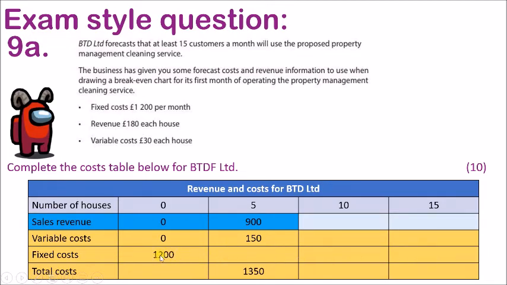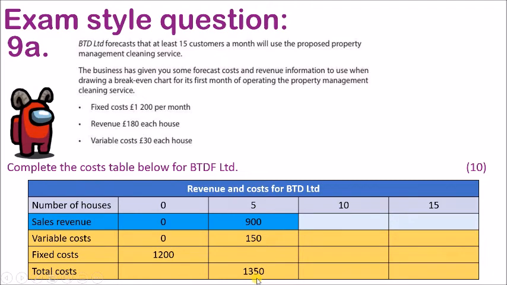Then on the number of houses, you start off with no houses cleaned. So you've got no variable cost, no sales revenue, so your fixed cost, boom, straightforward. You've finished the first column. The second number to input would be at 5 houses cleaned. You've got a sales revenue of 900, a variable cost of 150 and a missing fixed cost, but you have the total cost answer.